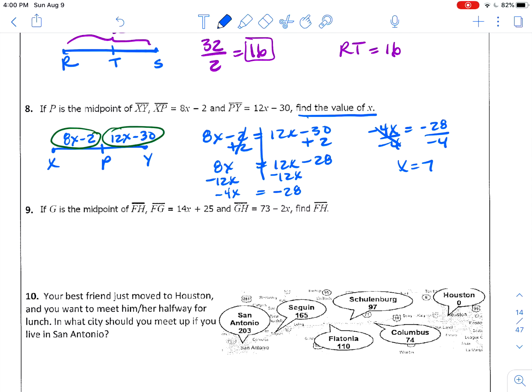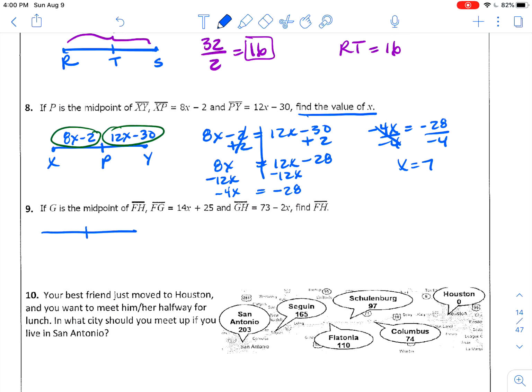In number 9, G is the midpoint of FH. We're given another expression for the distance, FG is 14x plus 25. GH is 73 minus 2x. We know that these are equal because G is the midpoint. The midpoint means we divide it into two equal segments. So 14x plus 25 is equal to 73 minus 2x.